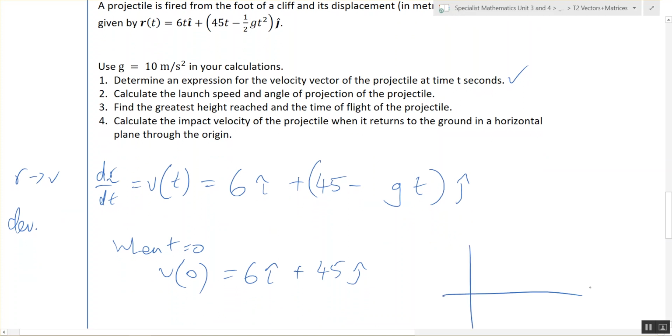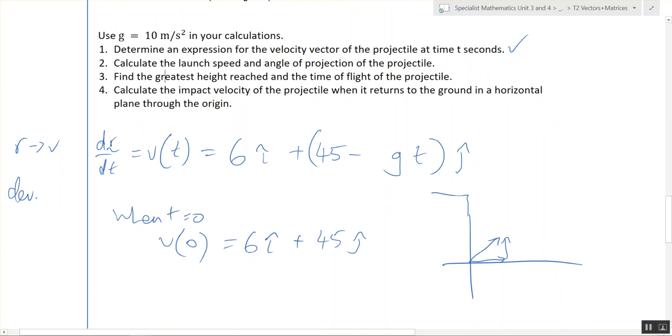Think about it visually, what's happening. Bottom of the cliff. Remember yesterday, if we've got the velocity in terms of i and j, we can figure out the hypotenuse of the triangle, yeah? Which is the launch speed. Remember, speed is the magnitude of the velocity. So we simply do Pythagoras.